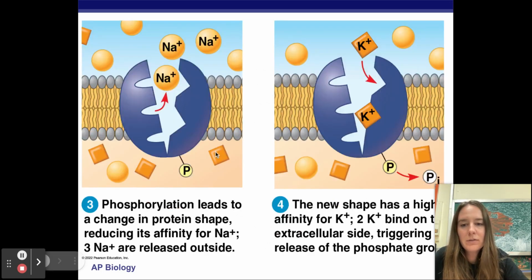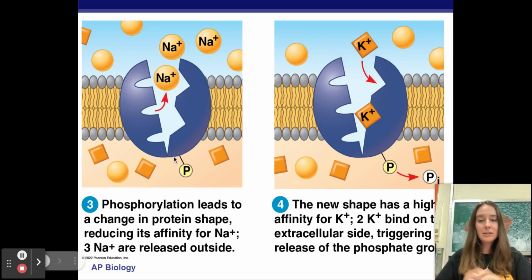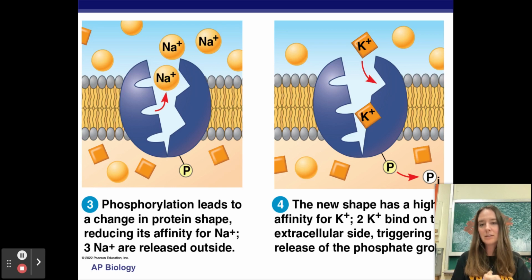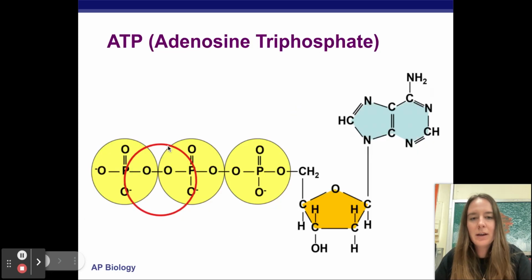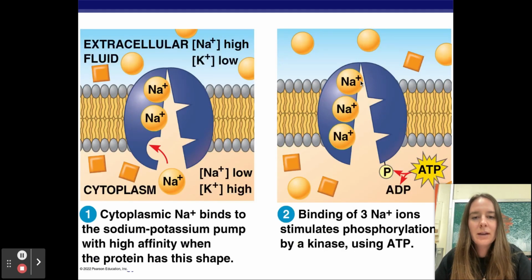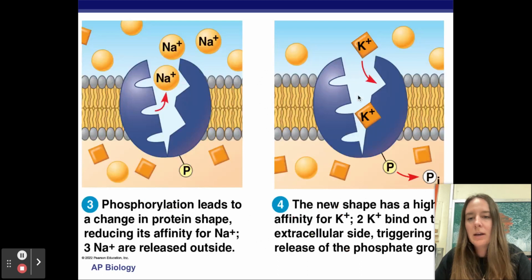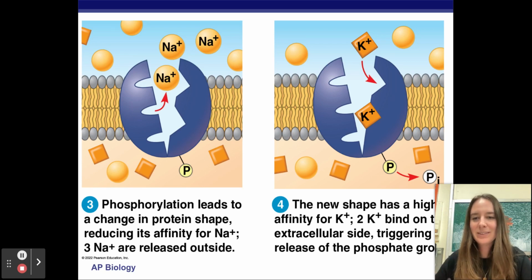All right, so once that phosphate group connects to the protein, it supplies energy and it causes the protein to change its shape. And again, this requires energy, it requires ATP. And notice how before, that protein was kind of faced inwards and the sodium was bonded here. And this part, now notice how the sodium can't really fit in anymore. The protein has changed shape and it's reduced its affinity for sodium ions. What that means is the sodium isn't going to want to stay. It's going to want to leave now because the protein has changed shape. It's not a good fit anymore in here. And so the sodium ions are released.